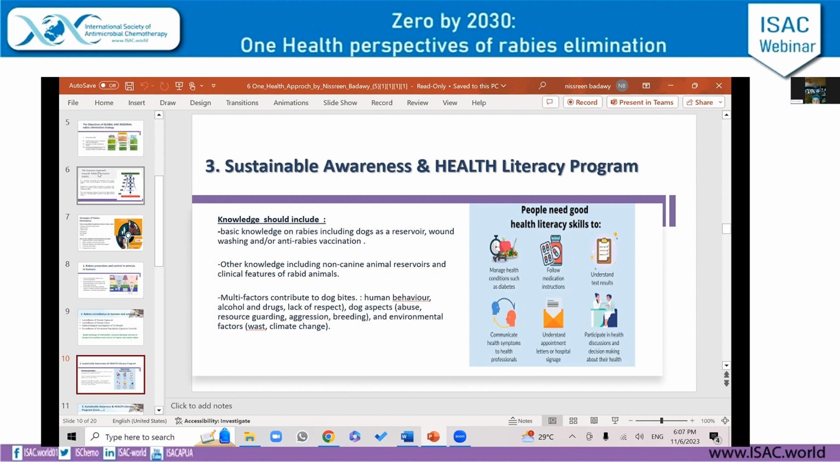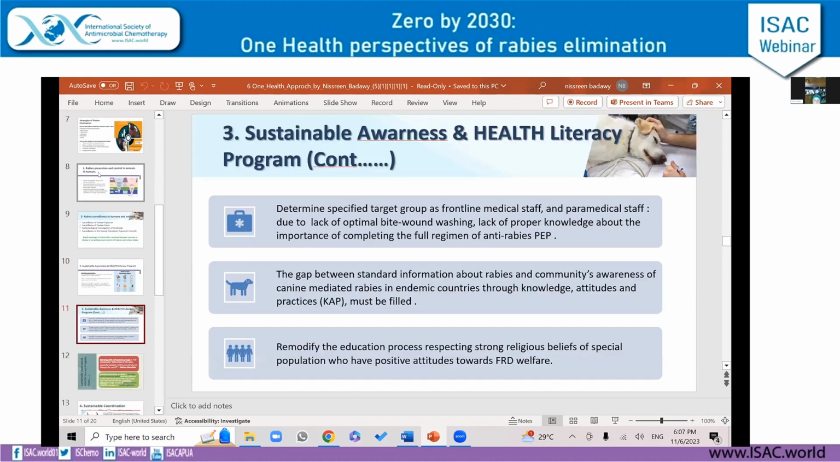This knowledge also must contain environmental factors affecting transmission of rabies, and must contain dog species, dog demographic data, and dog vaccination coverage. Also, vaccinated and non-vaccinated dogs must be marked. This information must be delivered to a specific target group, such as frontline medical staff and paramedical staff, about wound washing and about the complete course of post-exposure prophylaxis.